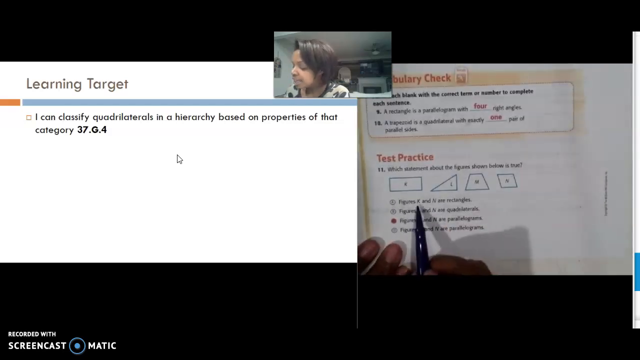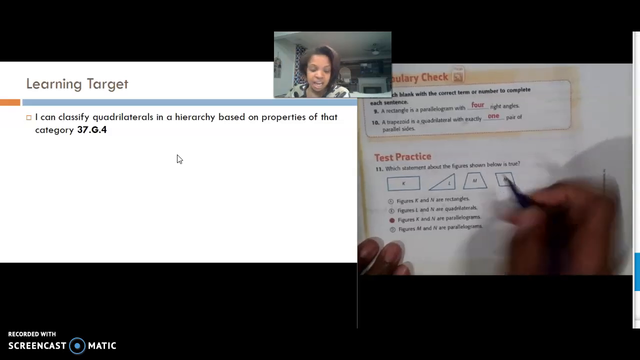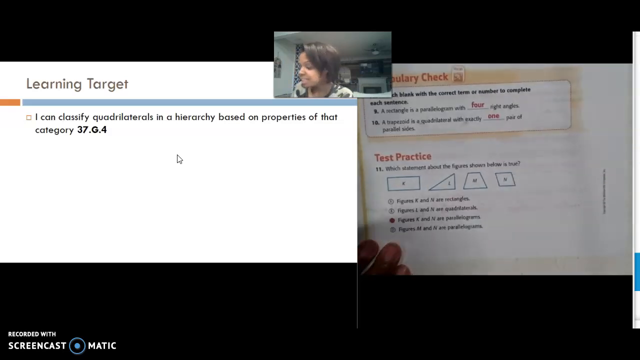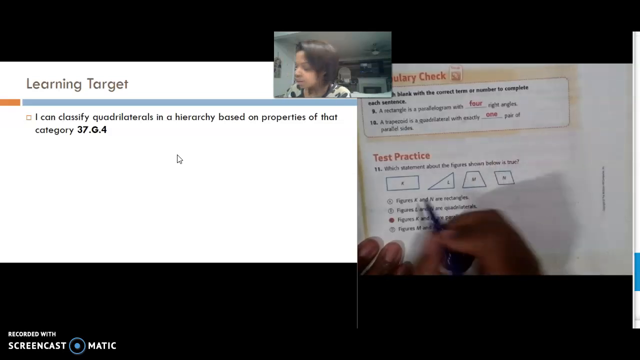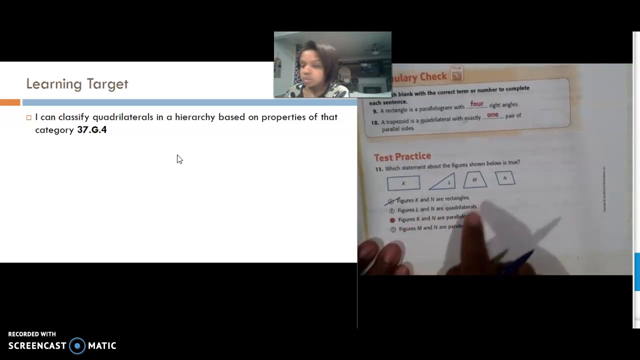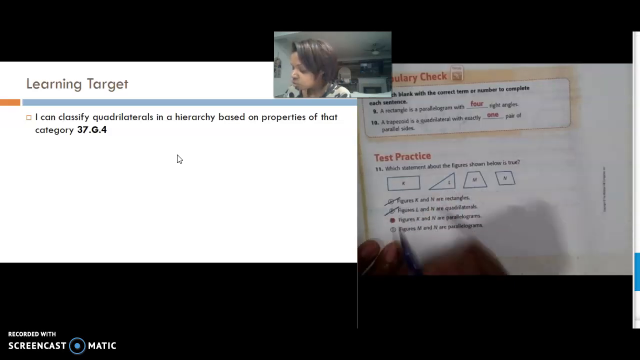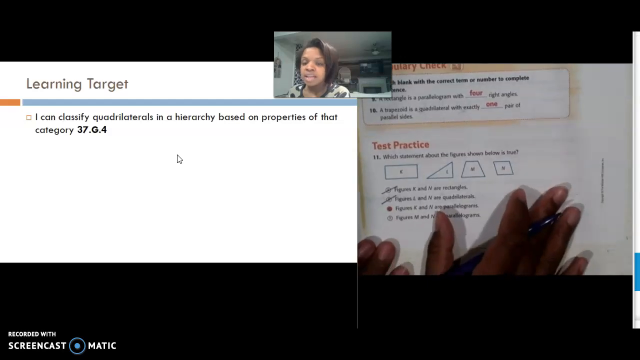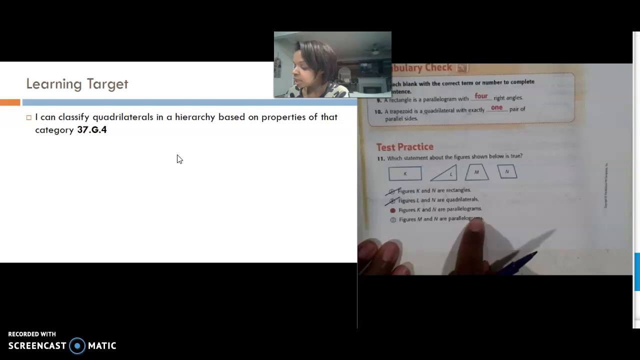All right, number 11, which statement about the figure shown below is true? Well, let's look. K and N are rectangles. Well, N is not a rectangle because it does not have 4 right angles, so that cannot be true. Figures L and N are quadrilaterals. Well, L is a triangle, so that cannot be true. It is not a quadrilateral. It only has 3 sides. Okay?